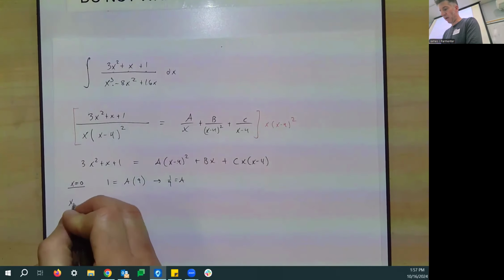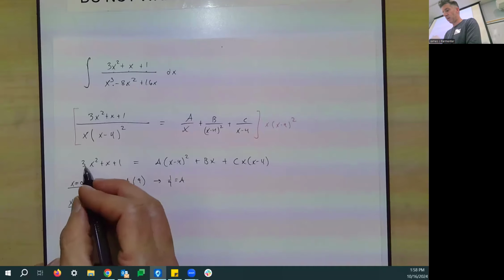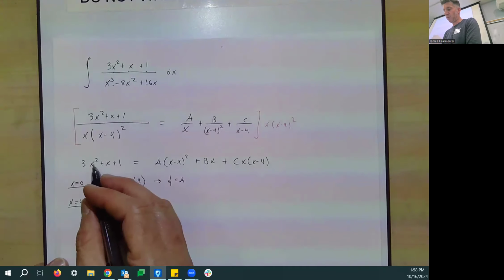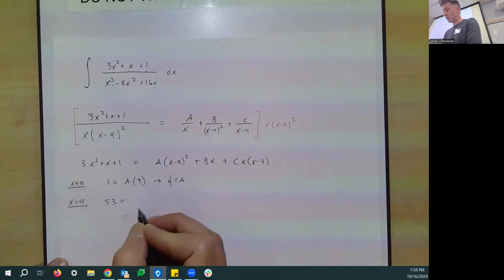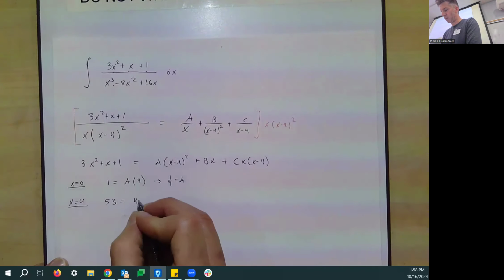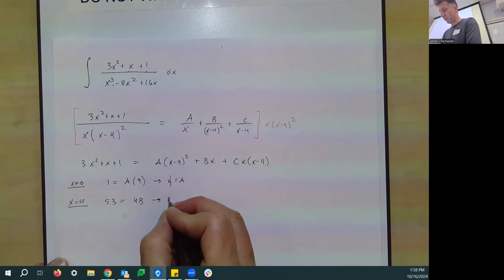The other convenient value of x is x equal to 4. On the left-hand side, that's going to be 3 times 16, which is 48, plus 4 is 52, plus 1 is 53. On the right-hand side, 0 plus 4 times b. I know the last one's going to be 0. So b is going to be 53/4. What a lovely number.